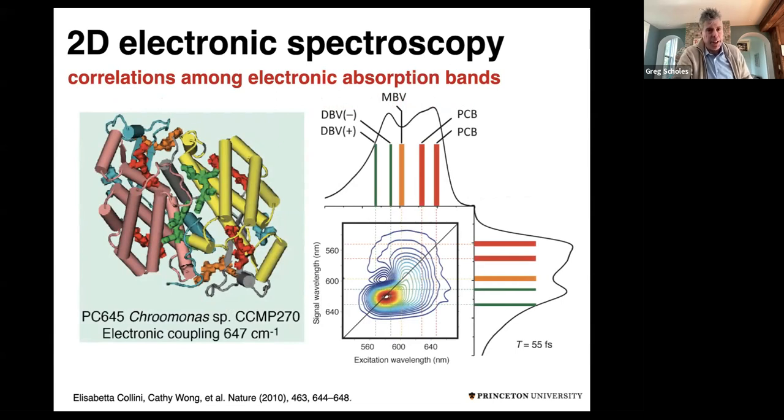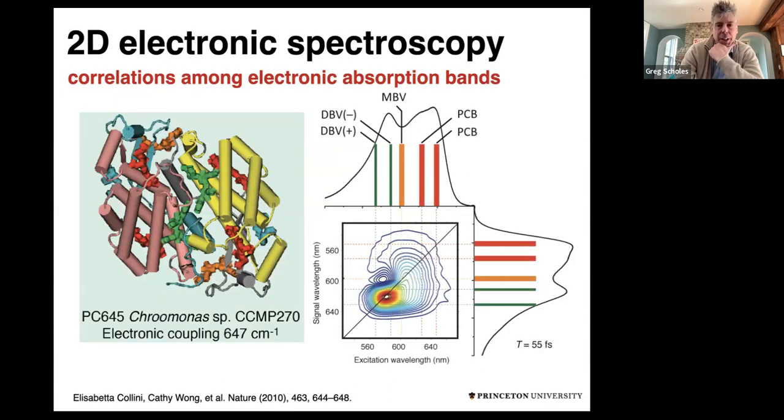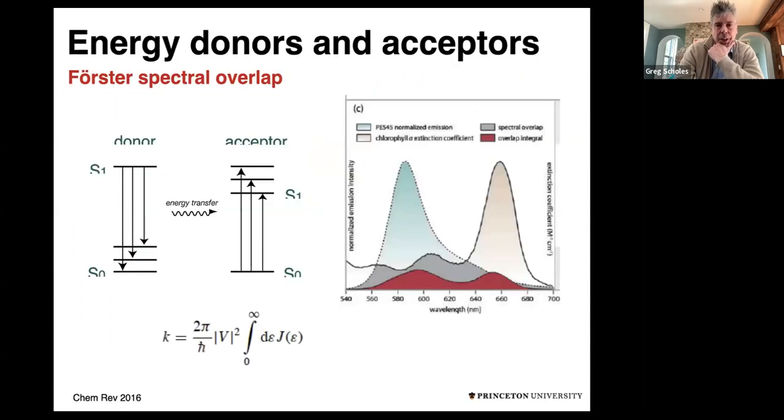So the technical explanation is they're telling us that the donor emission spectrum, this is of the DBV molecules in this picture, the green ones, have correlations with the absorptions of the acceptor, the PCBs. So what's happening here is something to do with how we need to think about the J, the spectral overlap. And here's a picture of spectral overlap.